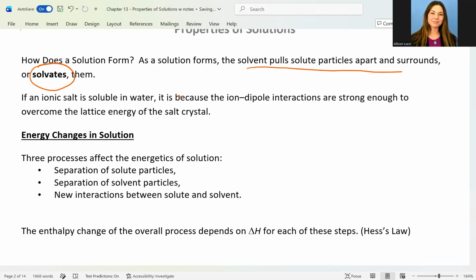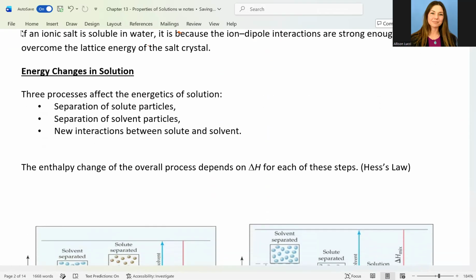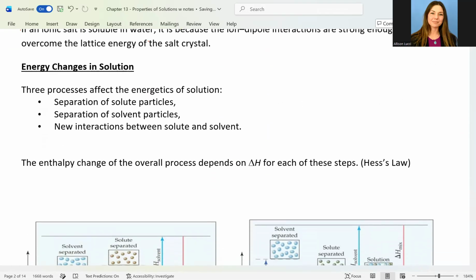We talked about the three types of interactions that had to happen, the three types of intermolecular forces. So separation of the solute particles, this will be an energy change that occurs to make this solution form. And then we have the separation of the solvent. So the solvent makes room, and then those new interactions that occur between the solute and the solvent.